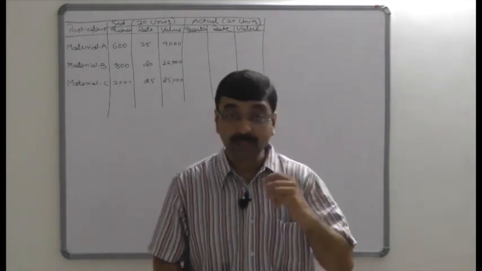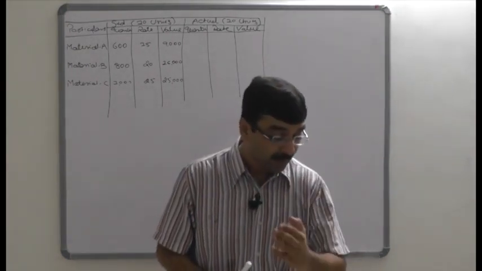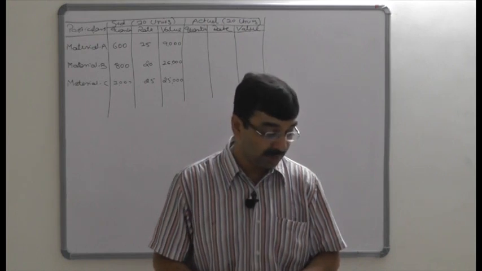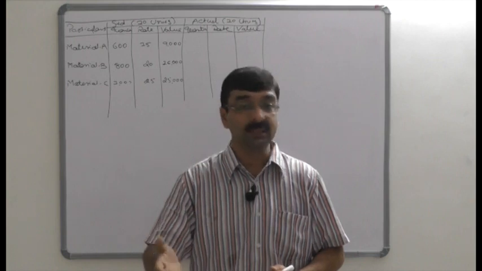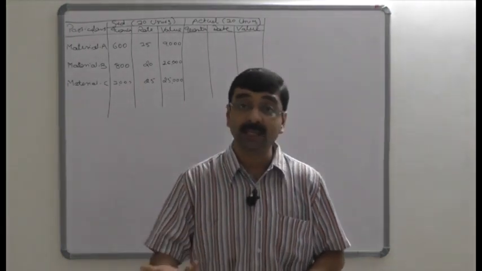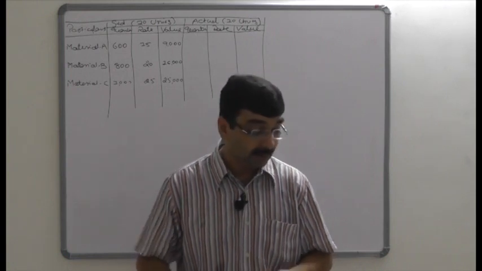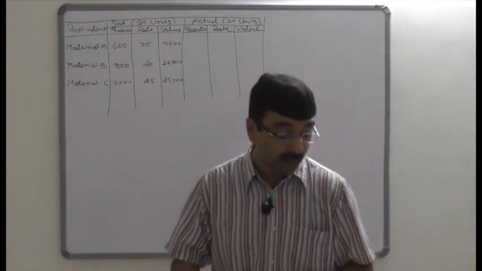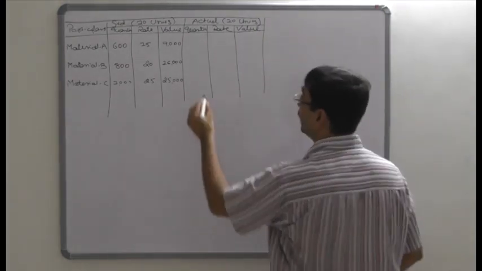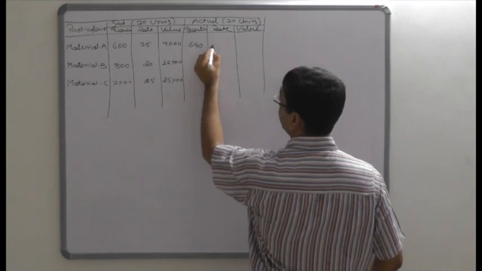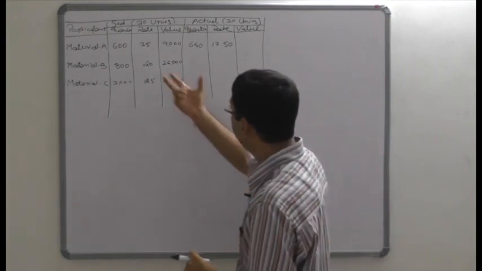Now see, this is the standard information. Now we have actual information also. Just compare with the actual informations: how much material was actually consumed and at what rate it actually incurred, or at what rate it was purchased from the market. Start with material A, and the company actually purchased 640 units at the rate of 17.50. 640 units purchased at the rate of 17.50.